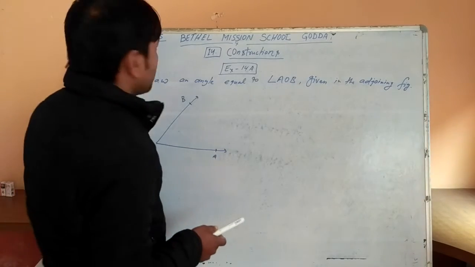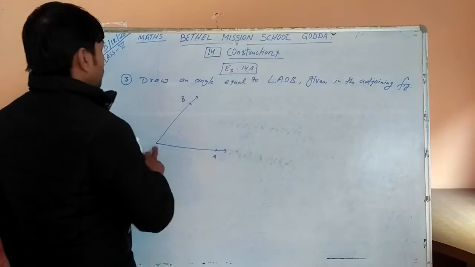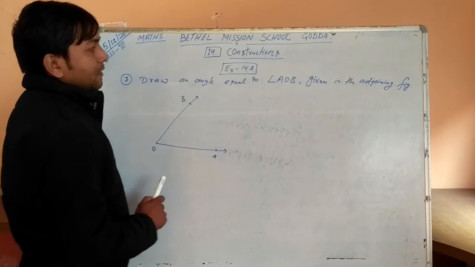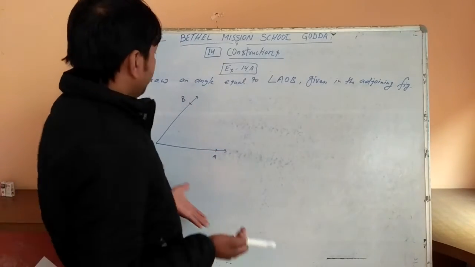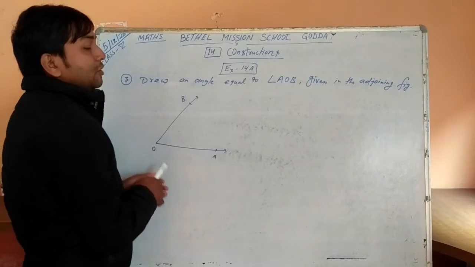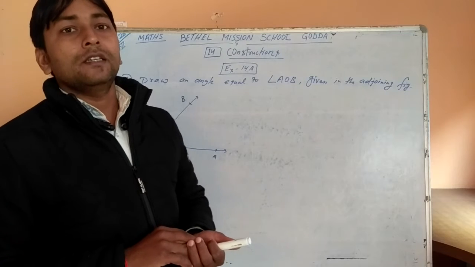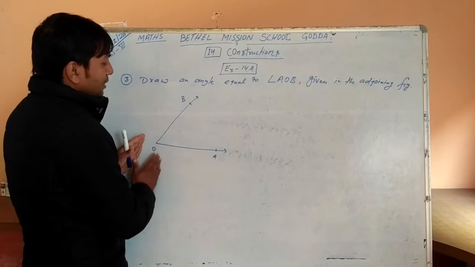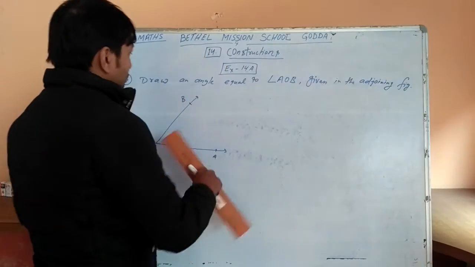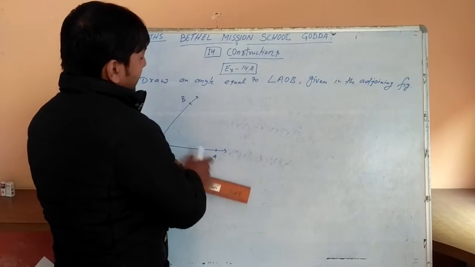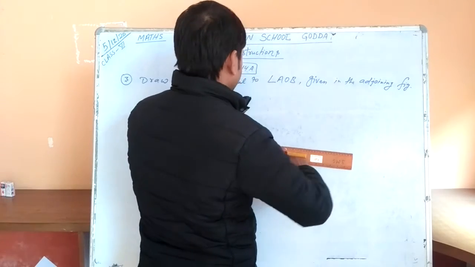Now we solve third number question. Draw an angle equal to angle AOB given in the adjoining figure. This figure is given, the same angle you have to draw. Okay. So how can you construct? First, we are going to draw this line with the help of scale. Okay. So now start. OA is given, the same line we can draw with the help of scale.